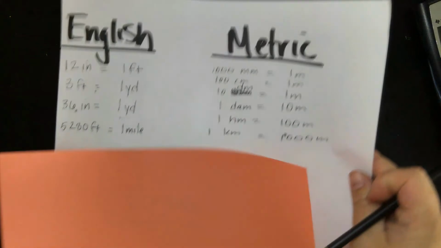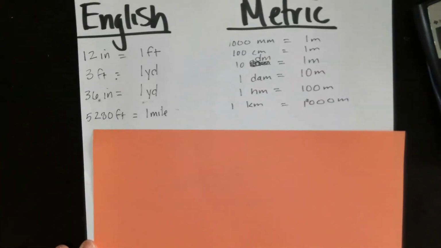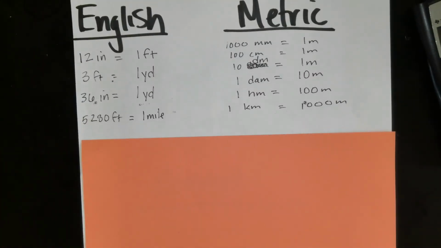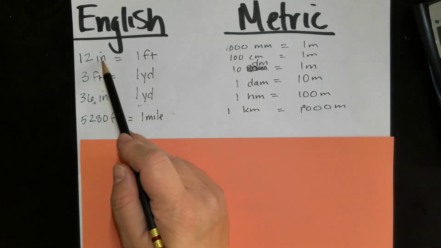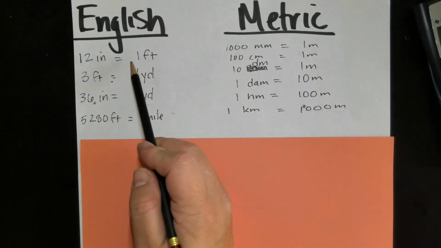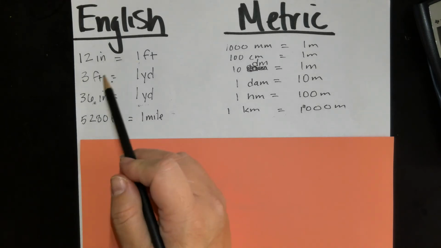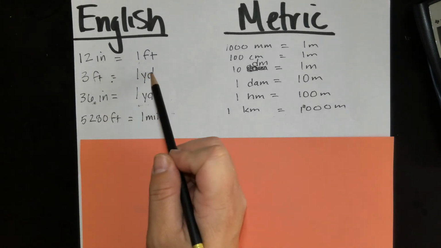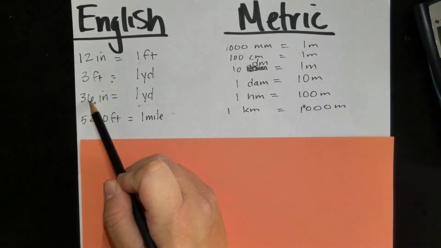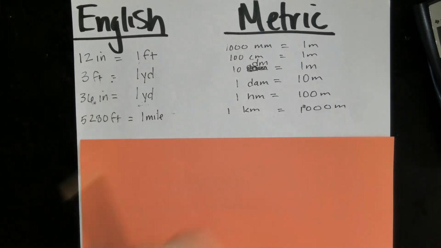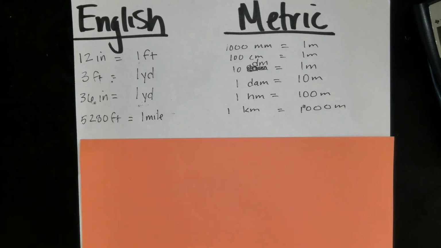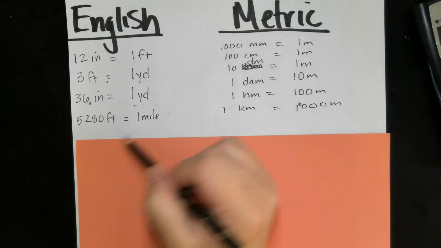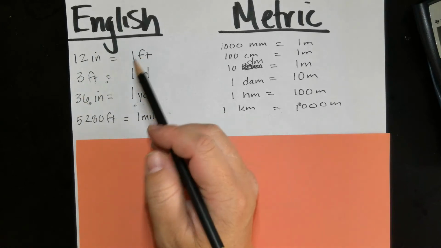Okay, well, let's compare the English system and the metric system. We know that in the English system, 12 inches is the same as 1 foot. 3 feet equals 1 yard. 36 inches also equals 1 yard. And in 1 mile, we have 5,280 feet. Those are pretty common things that we should all know, okay?